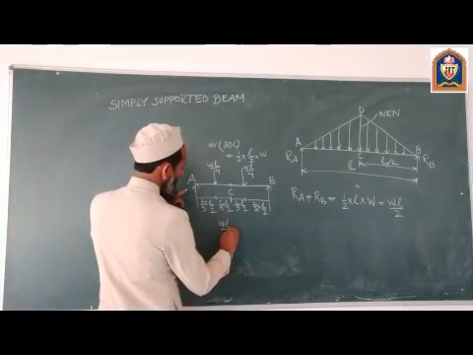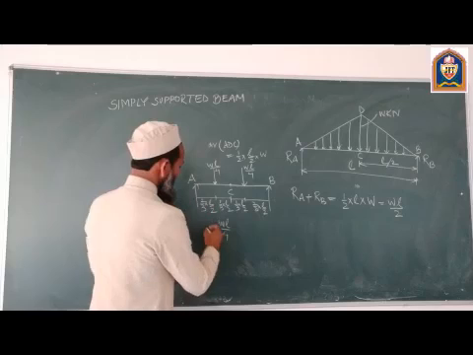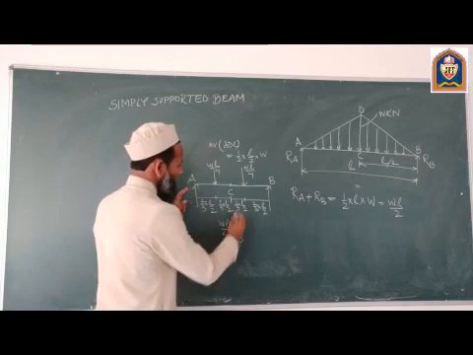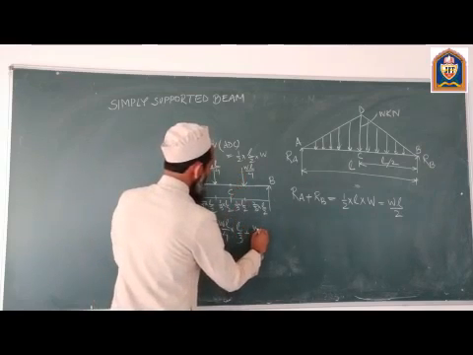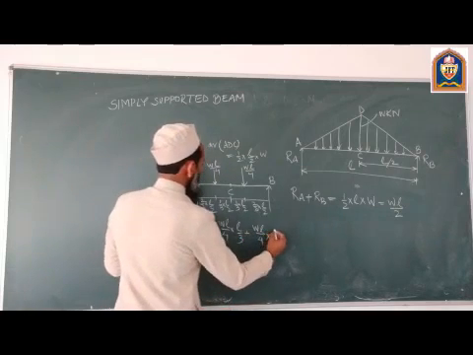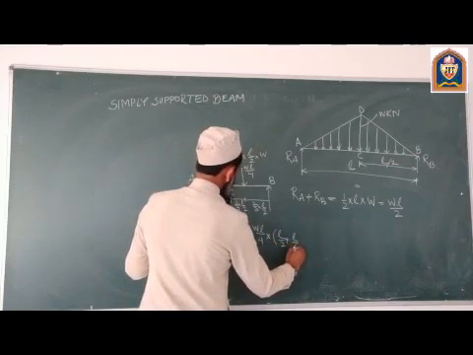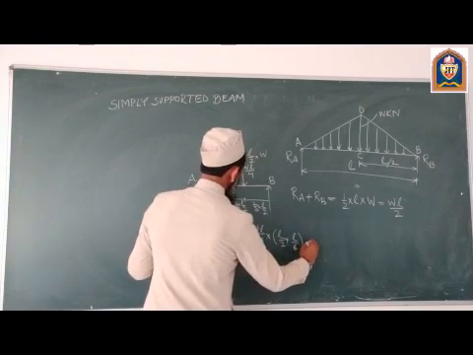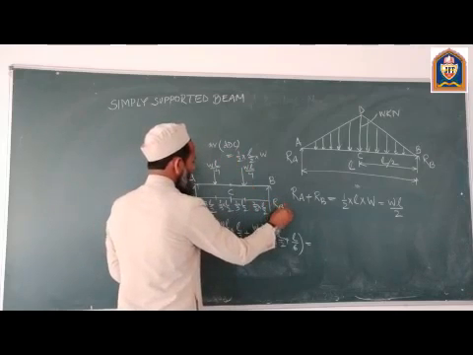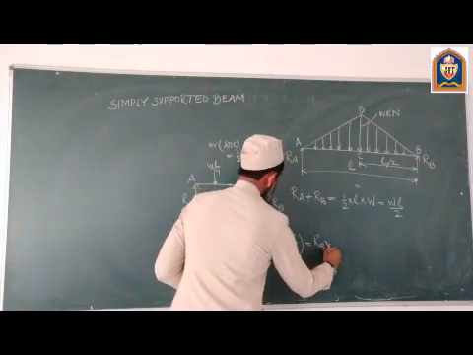So we will take moment about point A. WL by 4 is the first force, WL by 4 multiplied by the distance, which is equal to L by 3. So it will be a clockwise moment. Another force is this one, WL by 4 multiplied by L by 2 plus L by 6, and this is equal to the anti-clockwise moment, which is RB multiplied by L.